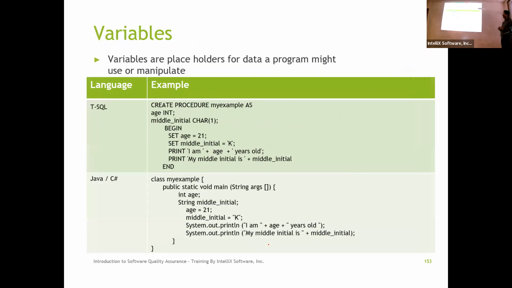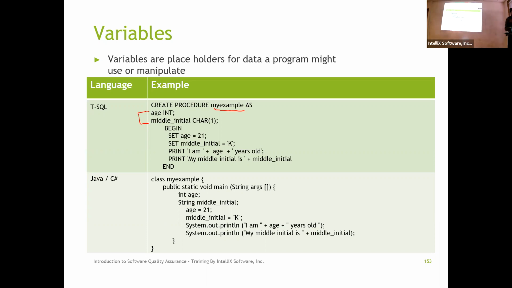Same way, here's another detailed example. In this case, the name of the block is my example. Here is where you have an optional variable. It's saying that I'm going to have two optional variables, one called age, another one called middle initial. The age is of type int, which stands for integer, and the middle initial is just one character long.